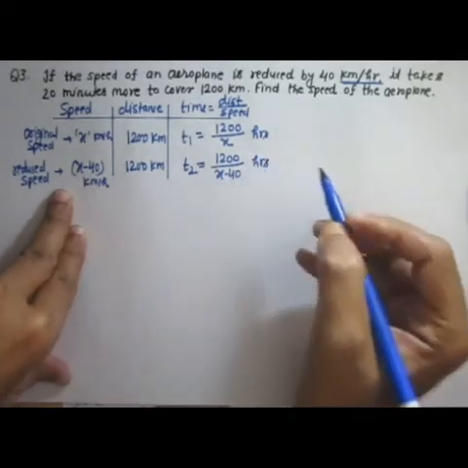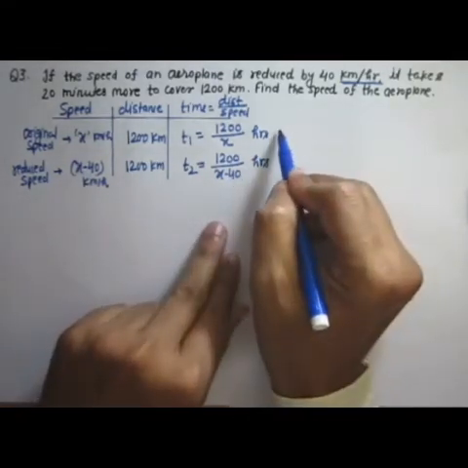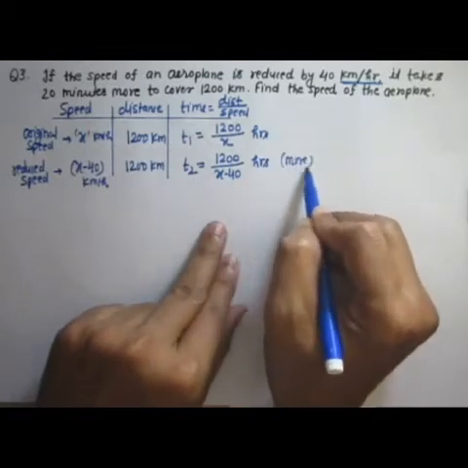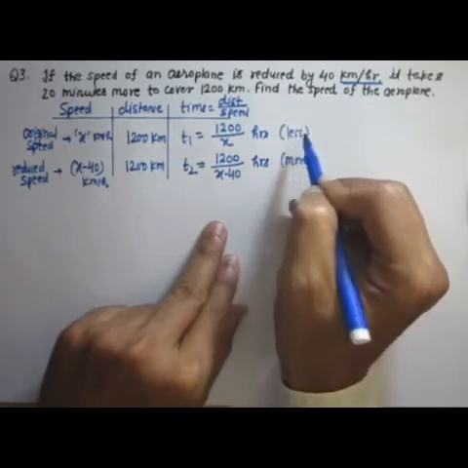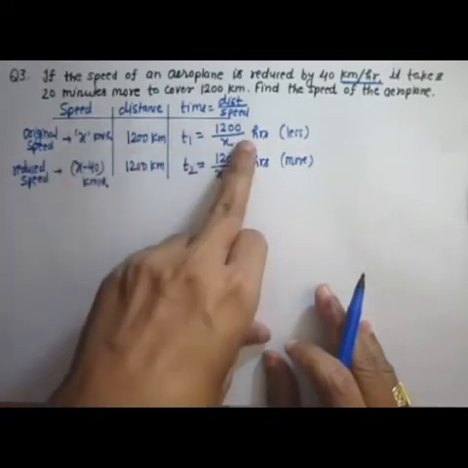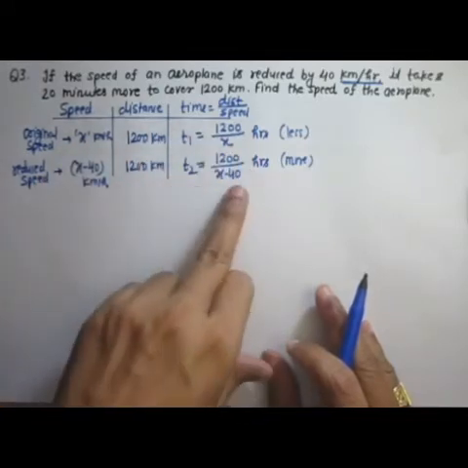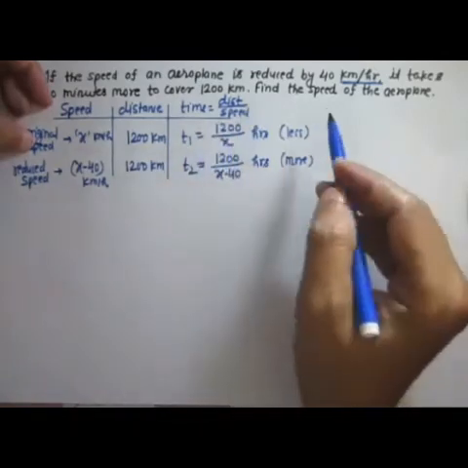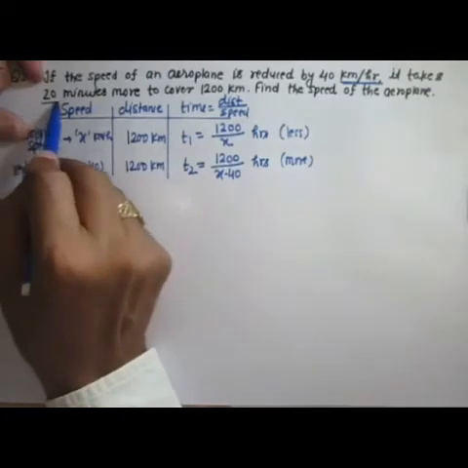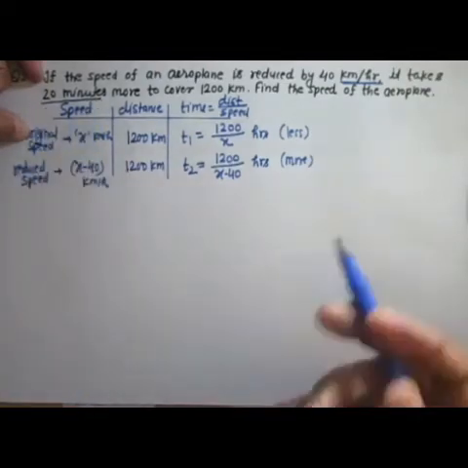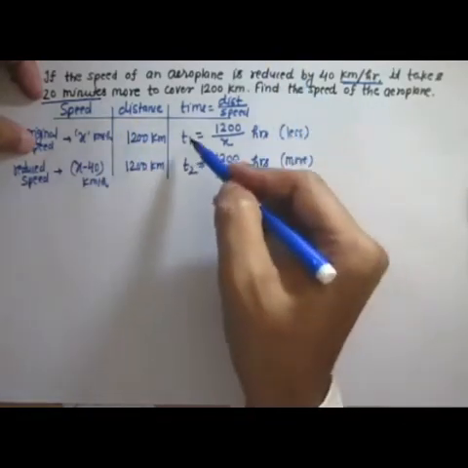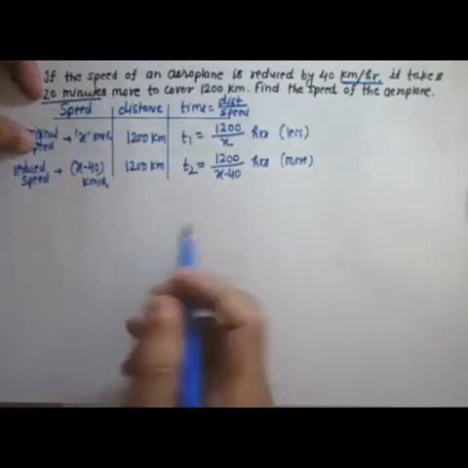Now this time will be more, and this time will be less. Why? Because here the speed is more, so time will be less. Speed is less, then time will be more. So what is the time difference? Here it is given that the time difference is 20 minutes. After reducing the speed, the aeroplane takes 20 minutes more. That means the difference between these two times is 20 minutes.